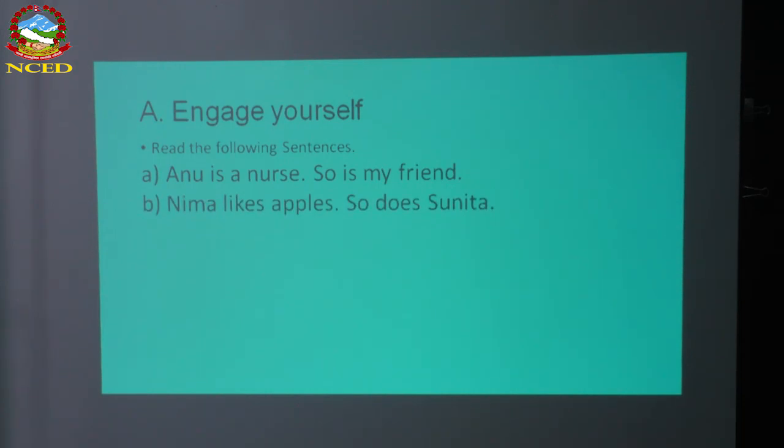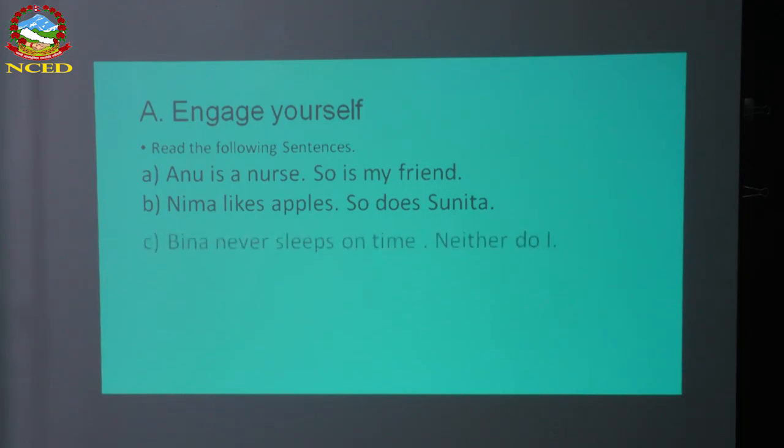Number A. Anu is a nurse. So is my friend. Nima likes apples, so does Sunita. These are examples given in your book, right? So what do you find here? Confirming something or agreeing, let's say, agreeing using so, repeating the auxiliary verb, and then what? Noun phrase, NP, noun phrase.